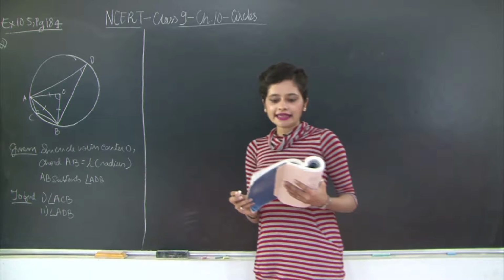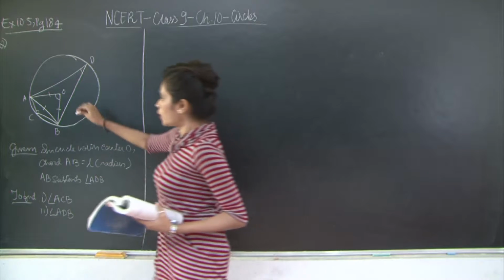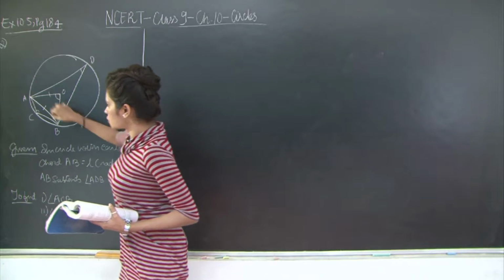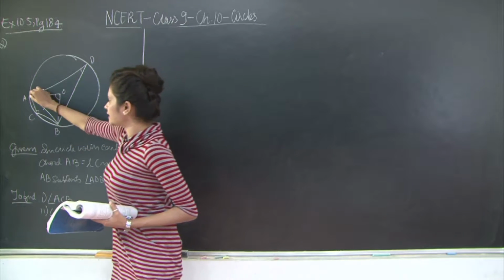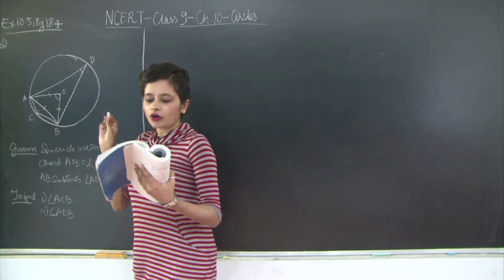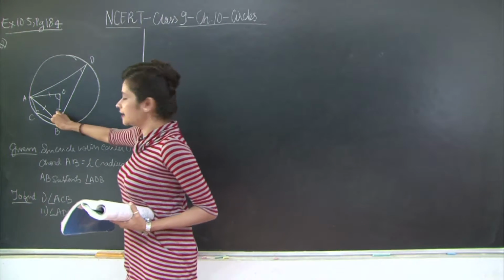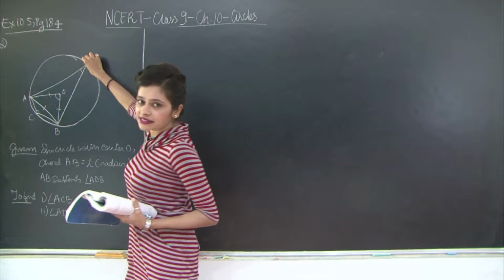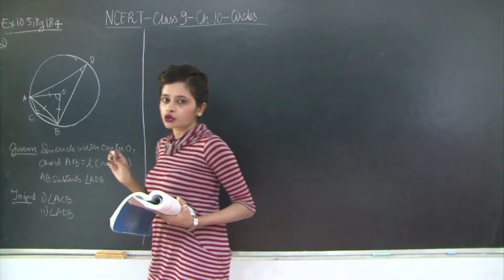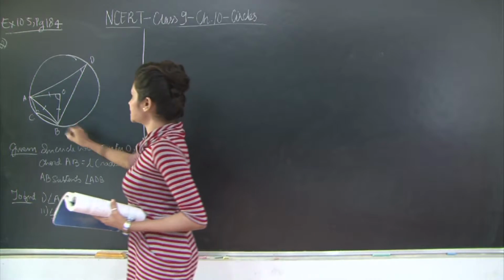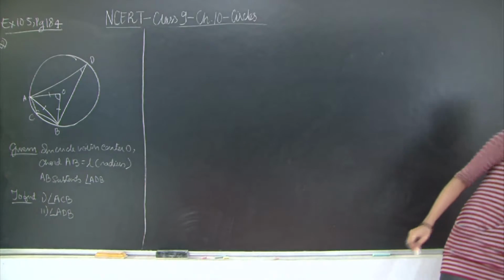Also, I need to find the angle subtended by the chord at a point on the minor arc. See, this chord AB is making minor arc ACB. So I need to find this angle ACB and also a point on the major arc. My major arc is ADB, and the point is D on this major arc. So I need to find the measure of angle ADB. So what two things do we need to find out? ACB and ADB. Let's see how we do this.